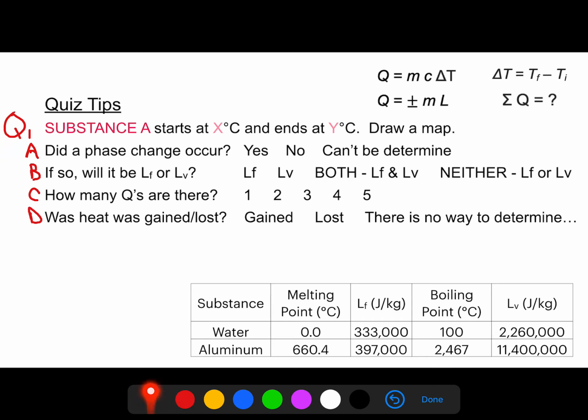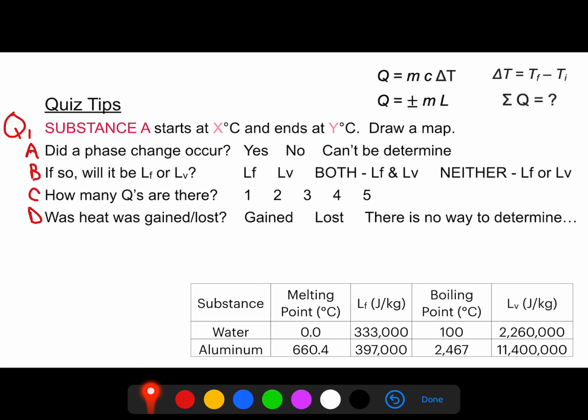this would be question one part C, and question one part D. So it's going to go: question one, substance A starts at X and ends at Y. Draw a map. Did a phase change occur? Multiple choice options are yes, no, or you can't determine. So the idea is, was there that plateau? If so, then the answer is yes. If there was no plateau, then you'd say no. Otherwise, if there's not enough information, you can say I can't determine. That's question one, part A.